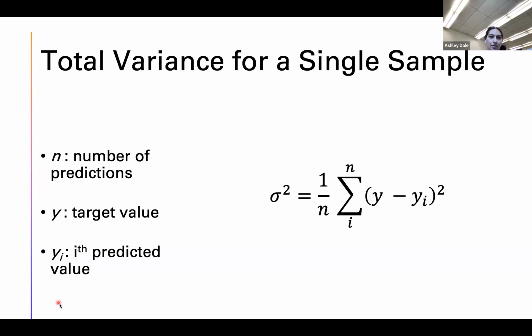All right. So keeping this math light because I want to get into the coding. Total variance for a single sample, we all know this. You're going to have your target value, right? You're going to have your predicted value, and you're going to have n predicted values that represent your distribution. This will give you the variance of them. Very straightforward.